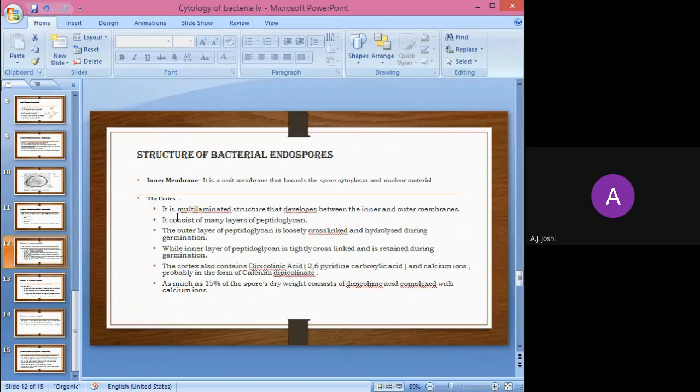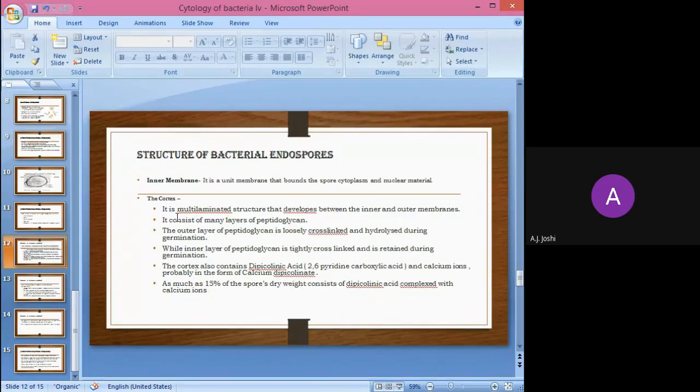Now this cortex consists of many layers of peptidoglycan. So there are multiple layers of peptidoglycan. The outer layer of peptidoglycan is loosely cross-linked and hydrolyzed during germination. Whatever the number of peptidoglycan layers are present, just like in the cell wall of Gram positive bacteria there are a number of layers of peptidoglycan, in the same way, in the cortex of bacterial endospore there are many layers. But there is a difference between the outer layer and the inner layer of peptidoglycan. How?